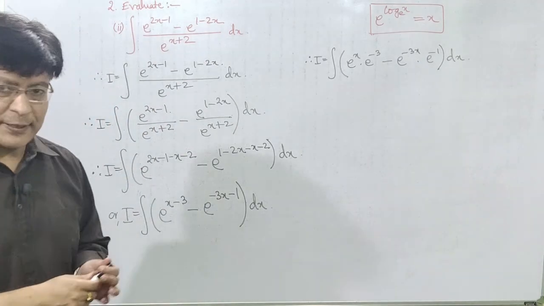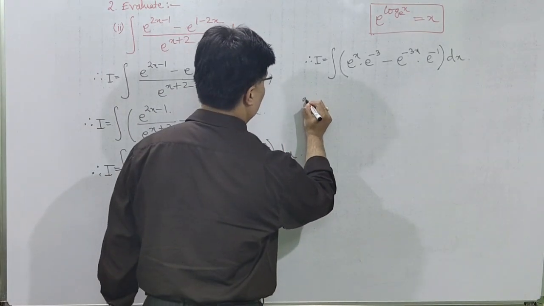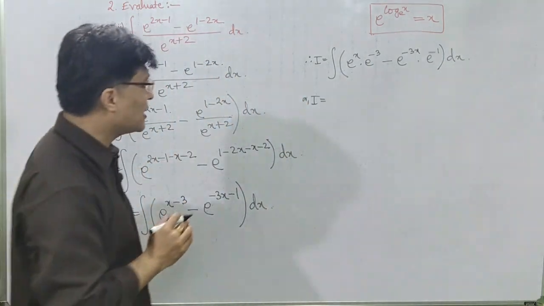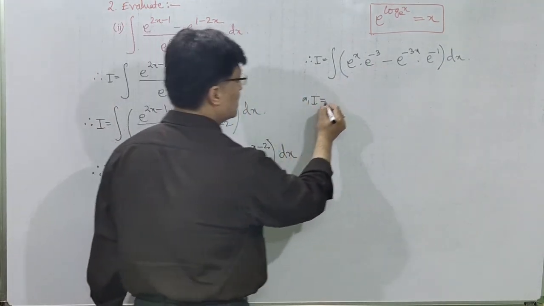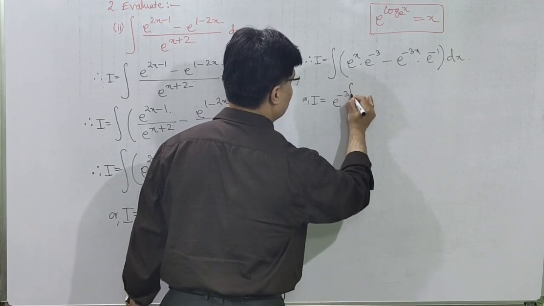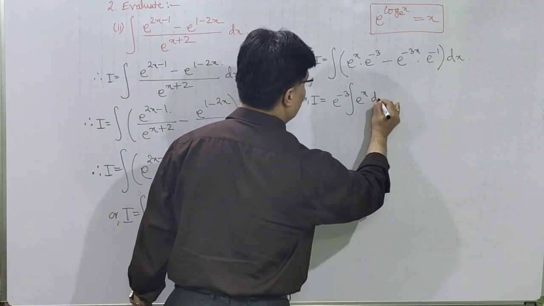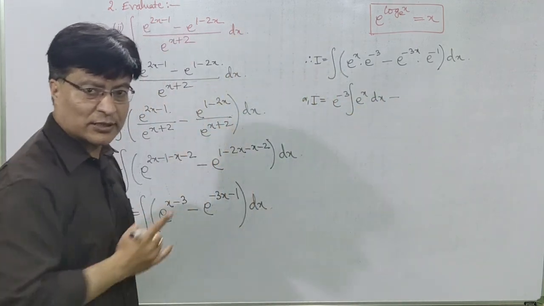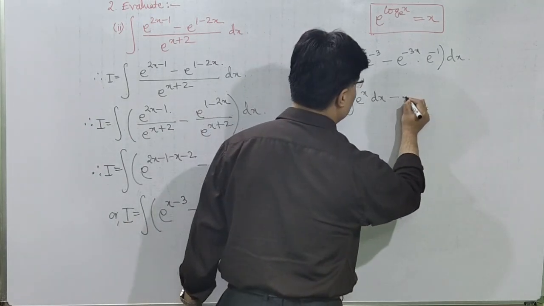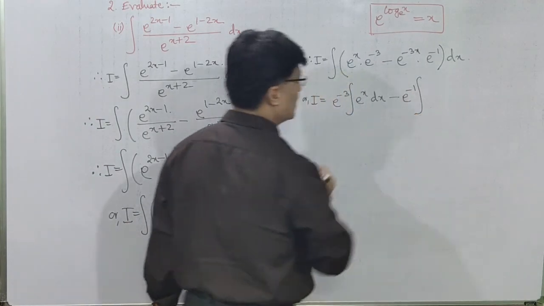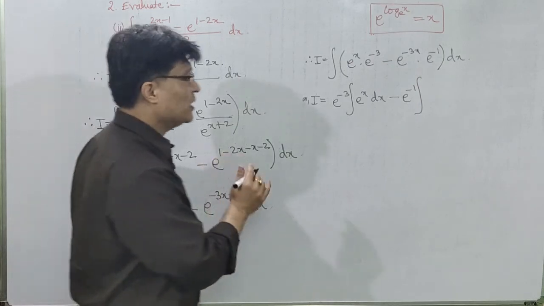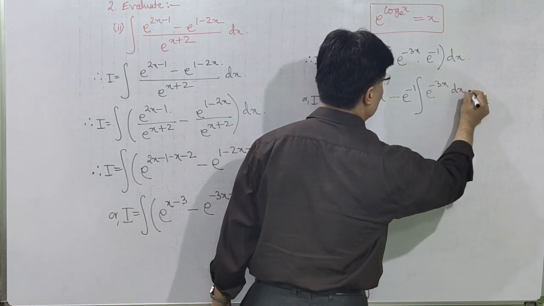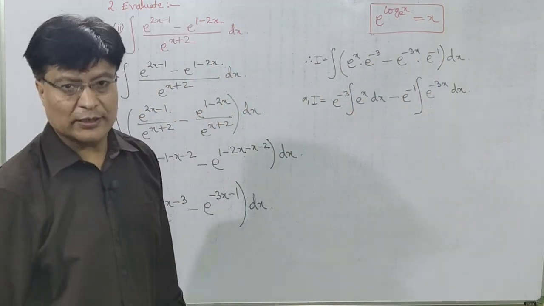So now again let us separate it. I is equal to, now you can take the constant term outside the integration sign. Here e to the power minus 3 is constant, so e to the power minus 3 times the integration of e to the power x dx. In between, the minus sign came. e to the power minus 1 is constant, it is taken outside the integration. So the integration of, which is the variable, e to the power minus 3x dx. So I think you have understood it.